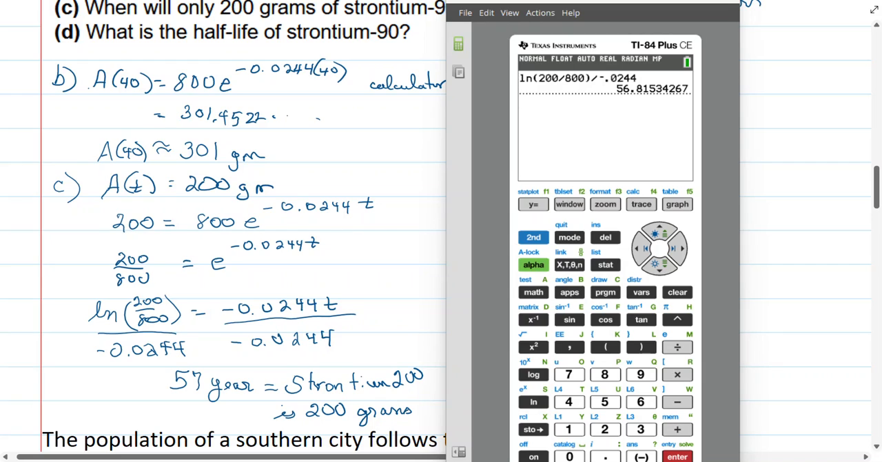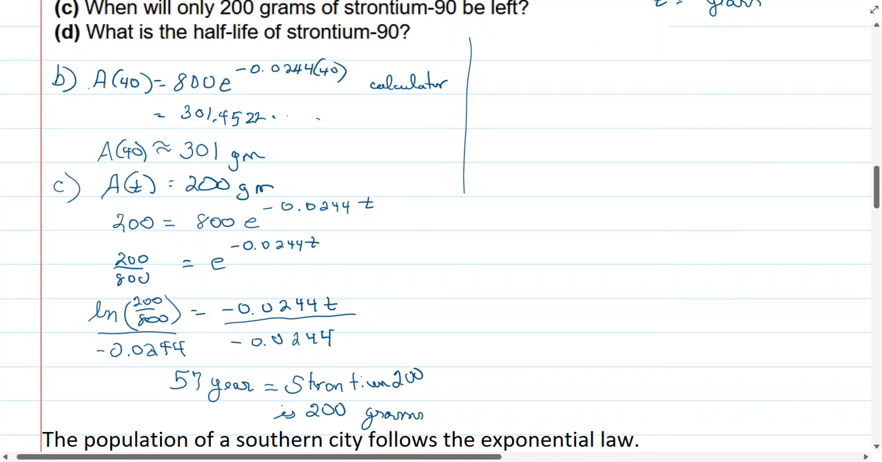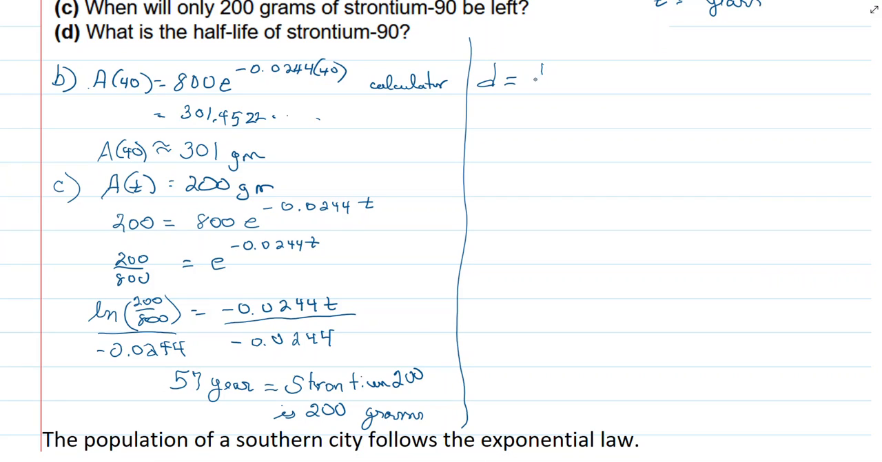That's an M and an S. Okay, now I'm going to do the D. What is the half-life of this radioactive material? So we're saying we want a half, and that would make it 400.